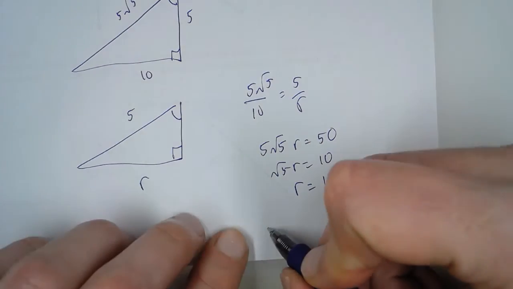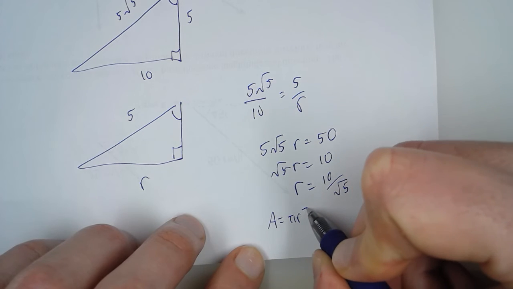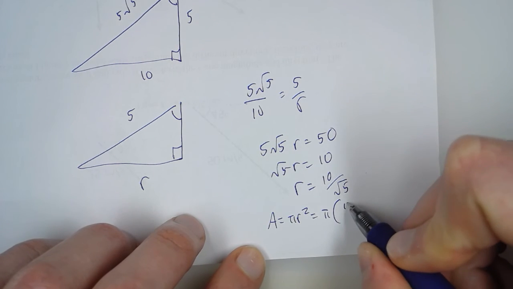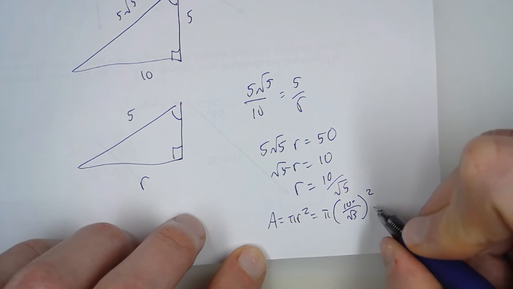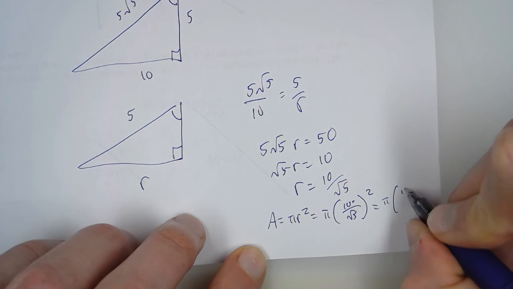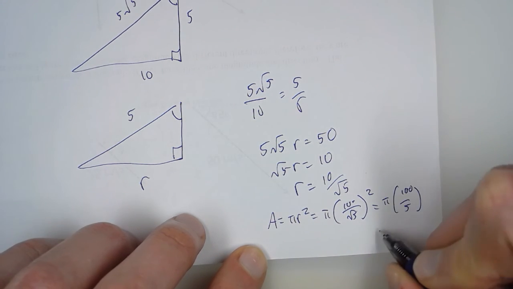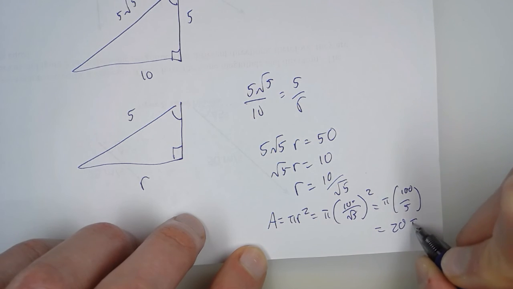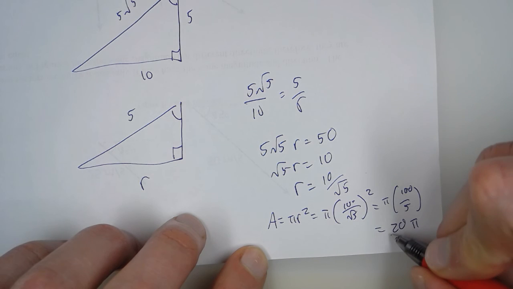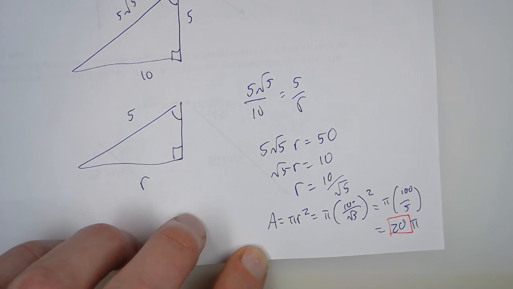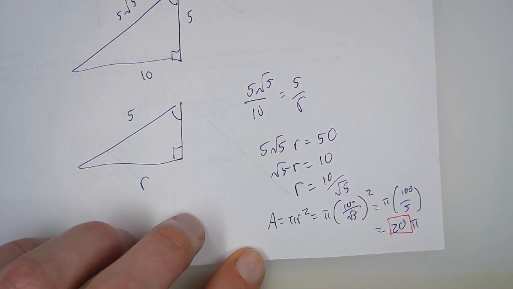So area is pi r squared. So pi times 10 over square root of 5, and that quantity is squared. So that's going to be 100 over 5. So that's going to be 20 pi. So we're concerned about the quantity attached to pi. And that number is 20. And there's our answer. And we're done.